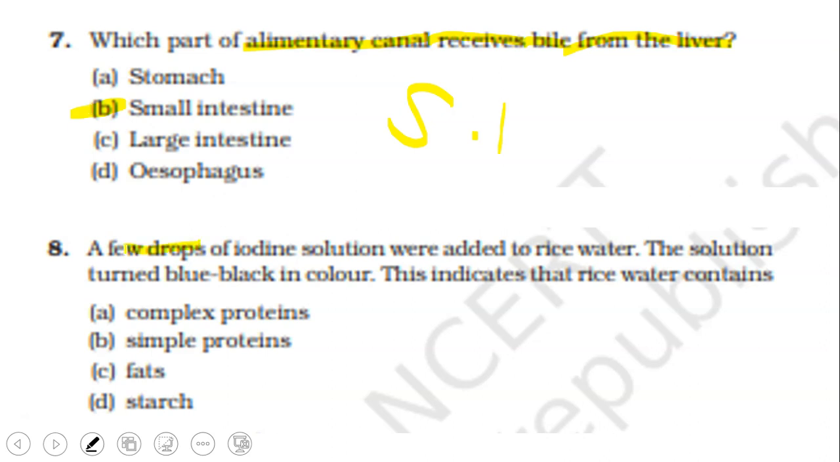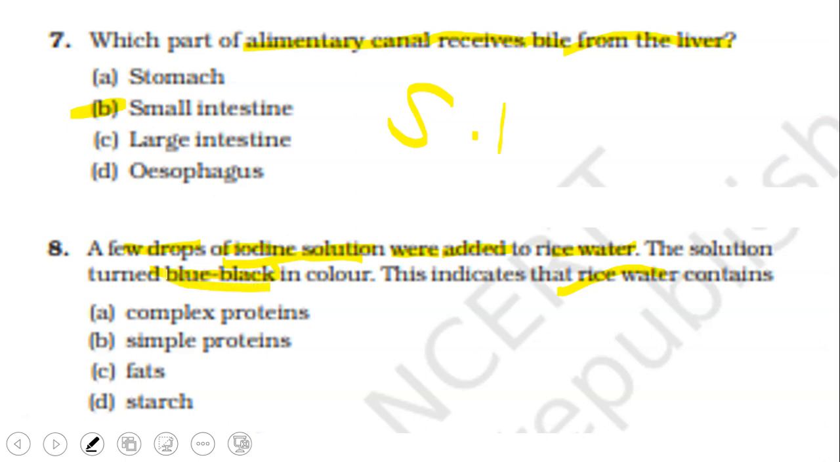Eighth question. A few drops of iodine solution were added to rice water. This solution turned blue-black in color. This indicates that rice contains... So we have to know two things. We have to know what rice contains to attempt it, or we can use other logic based on the drops of iodine solution that were added and turned blue-black.